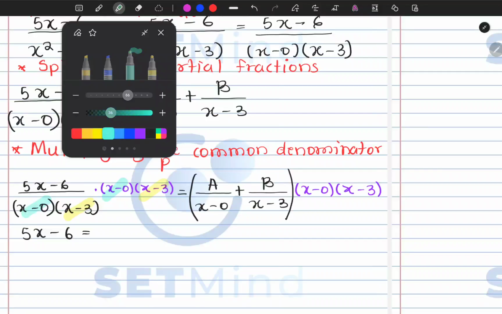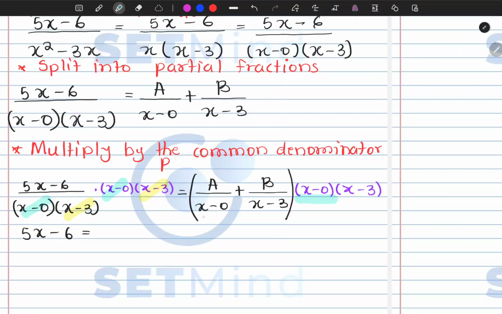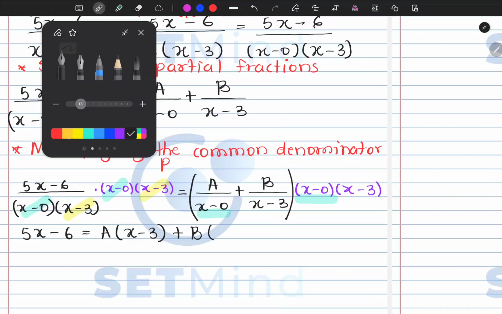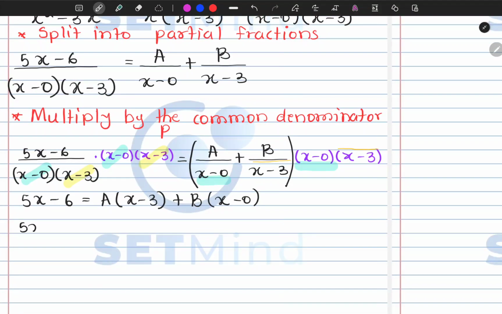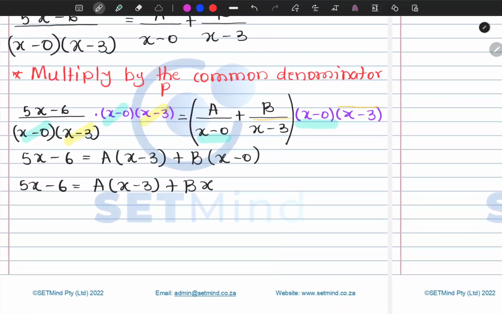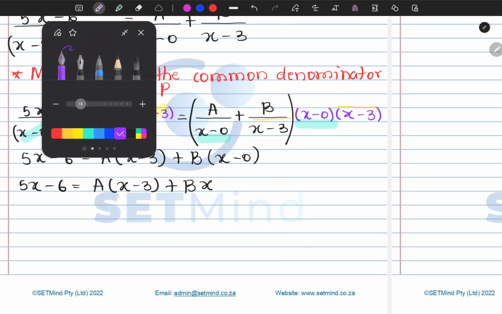So if you look carefully, this side, when we multiply the a term, the x minus 0 and the x minus 0 will cancel. So the a will only be multiplying with the x minus 3, plus b into. So if you look at the other term now, the b term, the x minus 3 will cancel the x minus 3, which means the b will simply be multiplied by x minus 0 like that. Okay, so this can easily be simplified to 5x minus 6 equals a into x minus 3, plus just bx, because x minus 0 is just 0, is x, sorry.